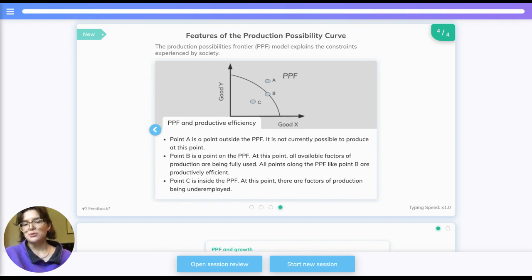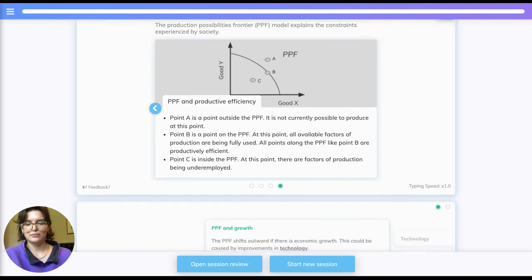So what's the relationship between the PPF and productive efficiency? Point A in this graph is a point outside the PPF, so it's not currently possible to produce at this point. Point B, on the other hand, is bang on the PPF line. At this point, all available factors of production are being fully used. So all points along the PPF curve, like point B, are productively efficient. Point C is inside the PPF curve. At this point, there are factors of production which are underemployed.